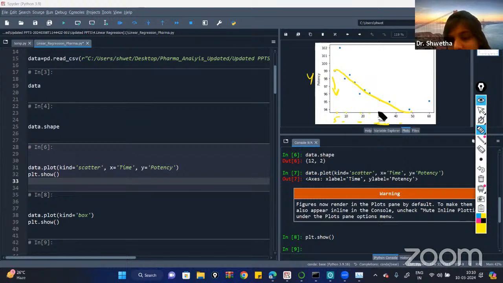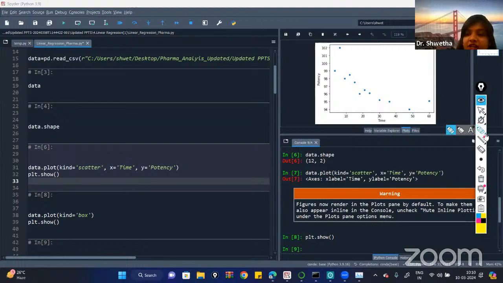And then as time passed, the efficiency or the potency decreased. So we are plotting a scatter plot to understand the relationship between the time and potency.